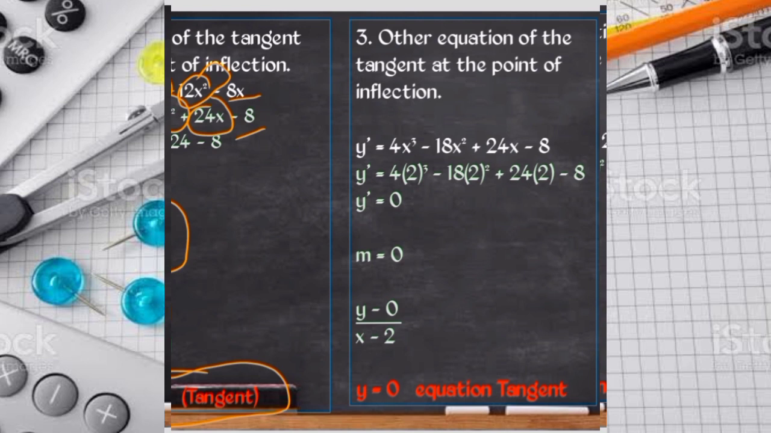So x is 2. So m equals 4 times 2 cubed minus 18 times 2 squared plus 24 times 2 minus 8, which is equal to 8. y minus 0 over x minus 2 is equal to m, so y equals 2x minus 4. The equation of the tangent at the point of inflection is y equals 2x minus 4.